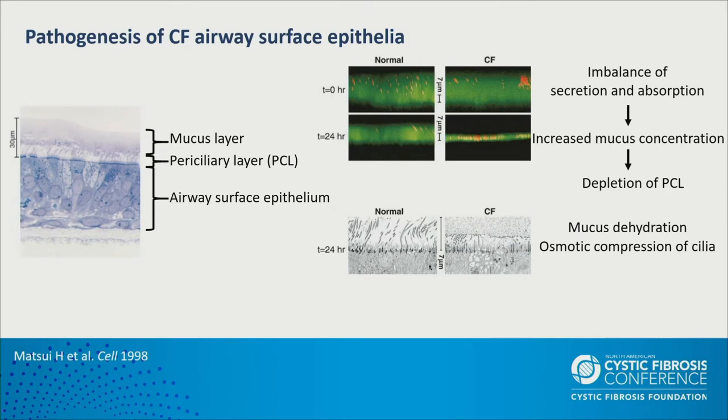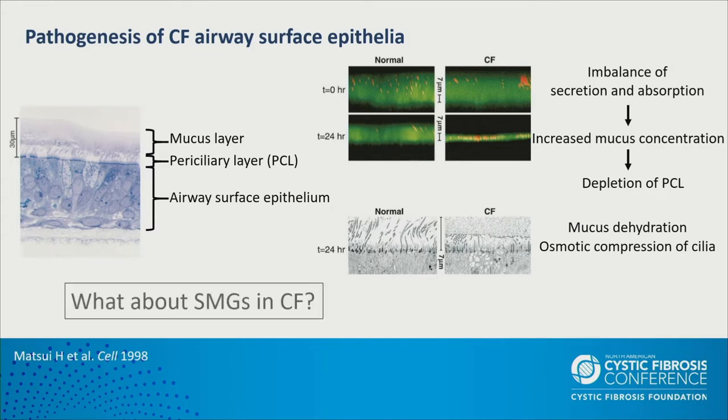In this in vitro experiment, both the mucus layer and PCL are visualized with green color, with the mucins in orange color. After 24-hour incubation, in the control condition, this green color with the 7 micrometer PCL is intact. But in contrast, in CF, this green layer got thinner because of the imbalance of secretion and absorption, causing increased mucus concentration and depletion of PCL. The electron microscopic imaging identified a thick mucus and osmotically compressed cilia. In contrast, in the control, we did not see thick mucus or compressed cilia. This is the pathogenesis of CF surface epithelium.